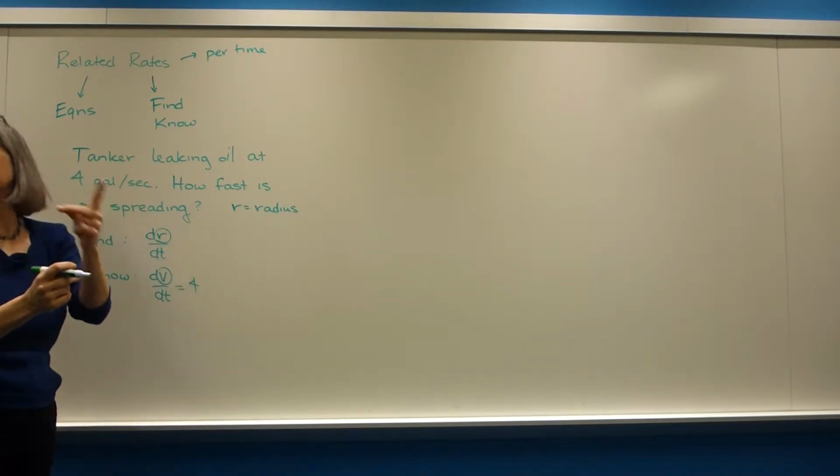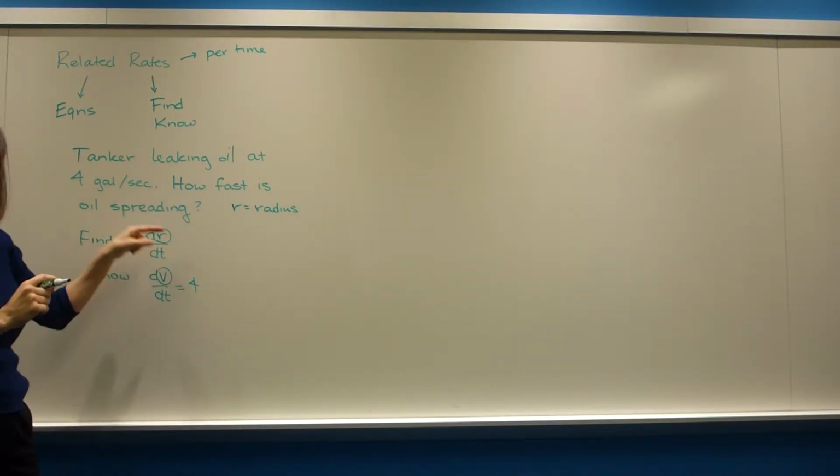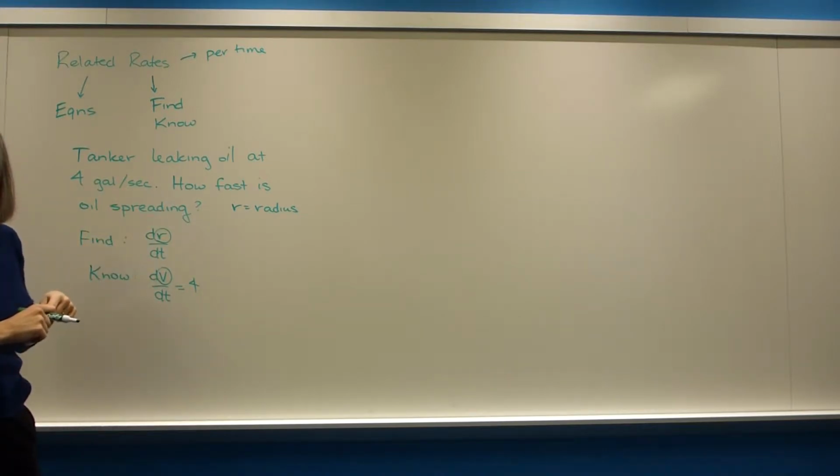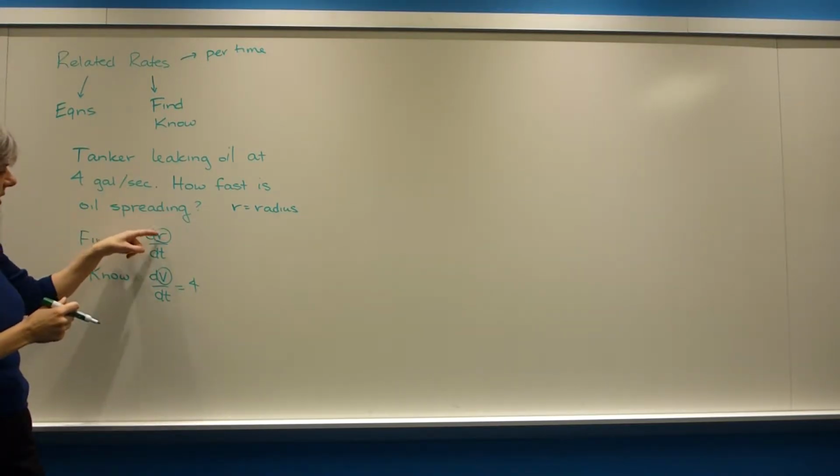There are 2 steps, almost always 2 steps. The first step is relate the items that are changing. Not their rates, just their quantities. So how will I relate R and V?